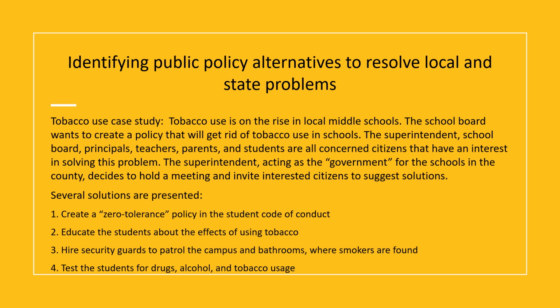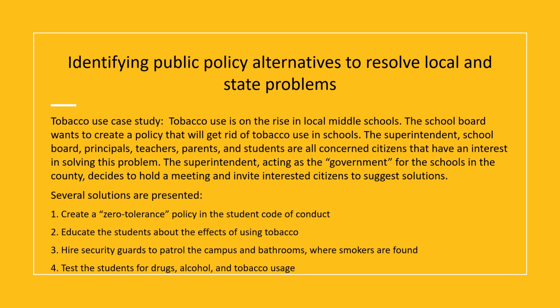The school could hire security guards to patrol the campus and bathrooms where smokers are found, right? So there's a cost involved. And also that means that students are going to understand that they're going to be monitored more than they already are, particularly on campus and in bathrooms. Or do drug testing. Test the students for drugs, alcohol, and tobacco usage.